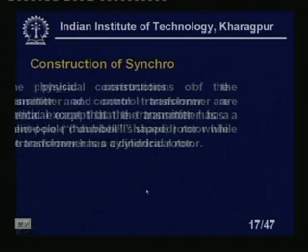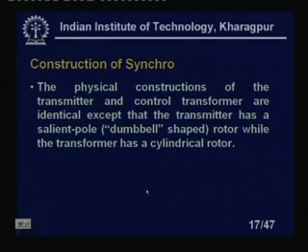Construction of a synchro. The physical construction of the transmitter and the control transformer are identical, except that the transmitter has a salient pole dumbbell shaped rotor while the transformer has a cylindrical rotor. This is the only difference between them, because the stators in the two cases are the same, both in the transmitter and the control transformer. To reduce the weight we have made the transmitter rotor dumbbell shaped, whereas the control transformer rotor is cylindrical.